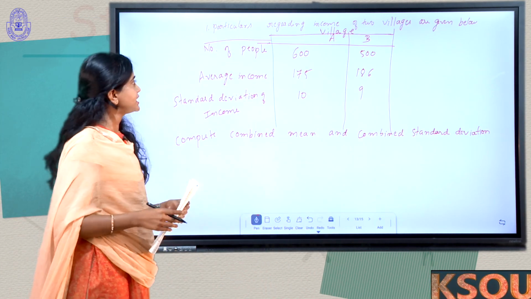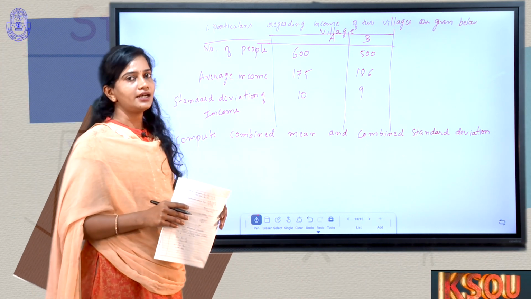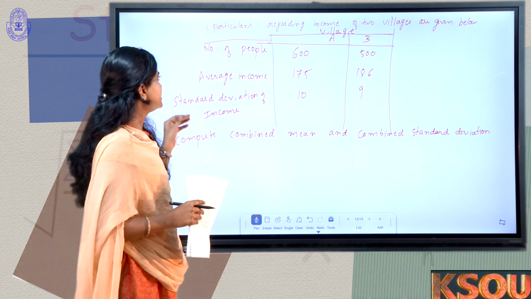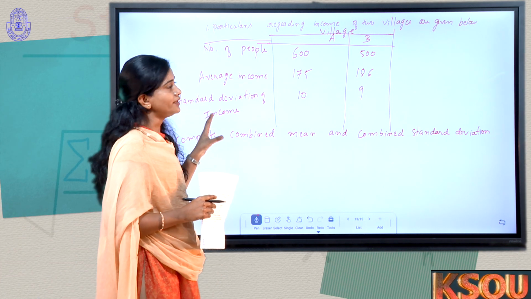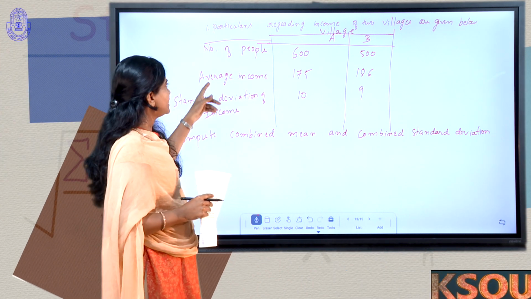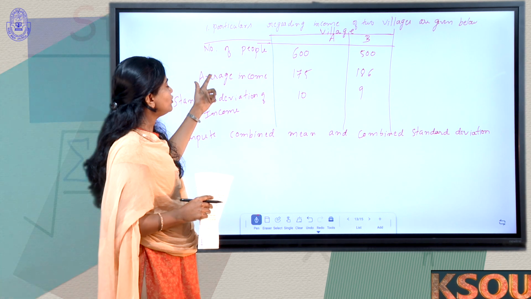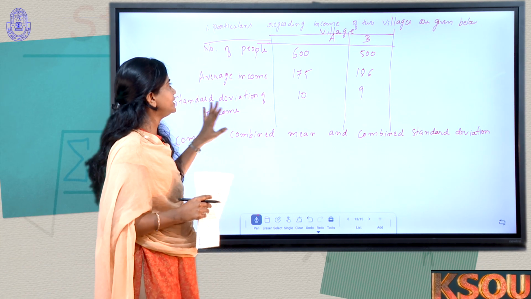Here you have an example in order to calculate combined mean and standard deviation. Let us see this example here. Particulars regarding income of two villages are given below. You have two villages here. For that you will have the number of people, average income and standard deviation of income.